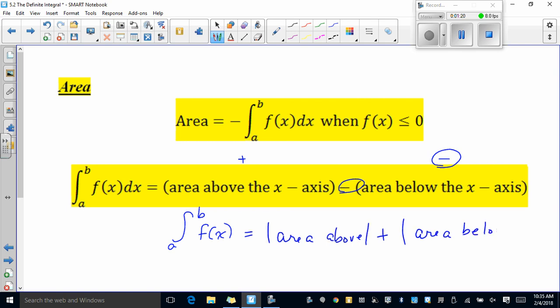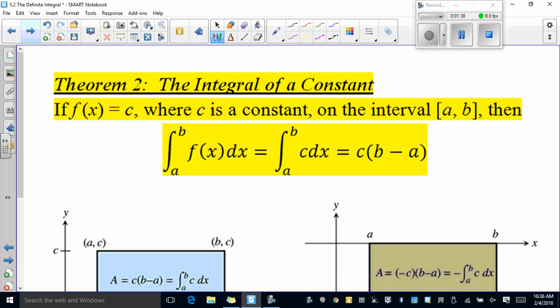Okay, so the second theorem you guys are going to get is the integral of a constant, f of x equals c. Remember those constants? I have 2x, I take the derivative, I get 2. Well, if f of x equals c, just some constant, on the closed interval of a to b, then the integral from a to b of f of x dx equals the integral from a to b of c dx, and since c is some constant, the answer is simply c times b minus a. Anyways, you're going to get a rectangle.